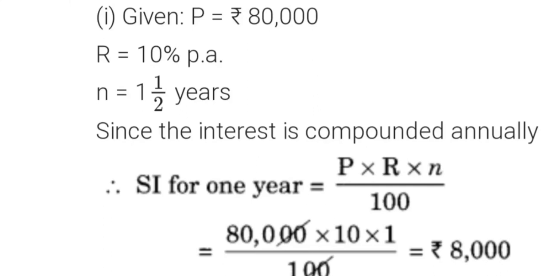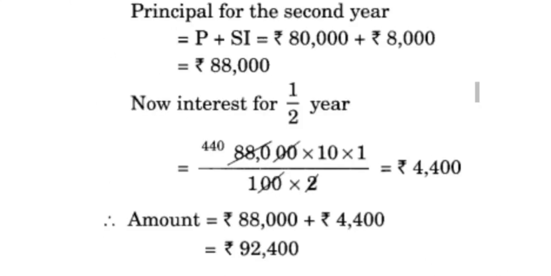So the interest is compounded annually. So we will find here what? SI. So SI formula is PRN upon 100. So put the values: 80,000 into 10 into 1 upon 100. So 0 will cut. Answer is 8,000. Means principal for the second year, what will come? We will add. Previous principal is 80,000 plus 8,000. Now it is 88,000.